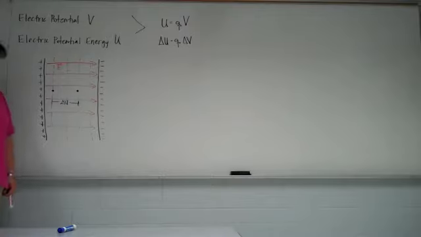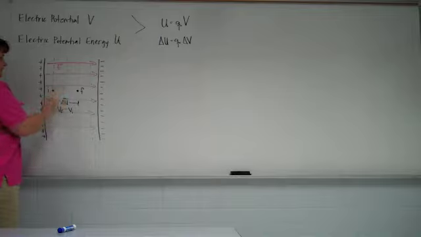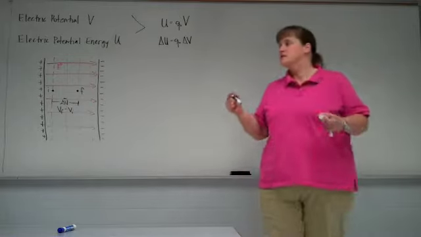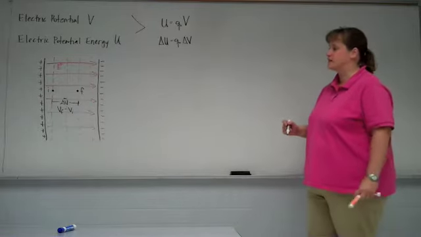Now delta V, electric potential is high near positive charges. Electric potential is low near negative charges. If this was my initial point and this was my final point, delta V just means V final minus V initial. If we start here and move to here, so start at initial, move to final, will delta V be positive or negative? Negative. Delta V will be negative because we're going to a lower potential. We're ending up at a lower potential than where we started. Smaller value minus a bigger value gives you a negative value.